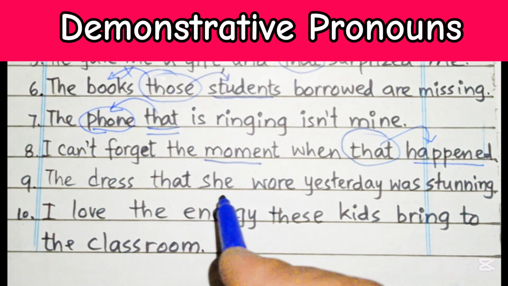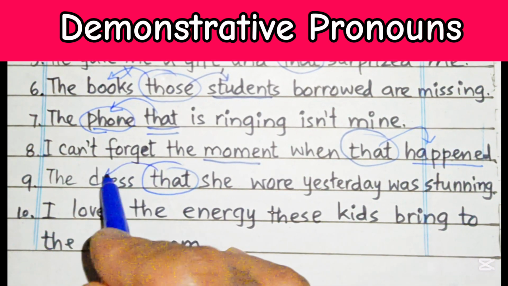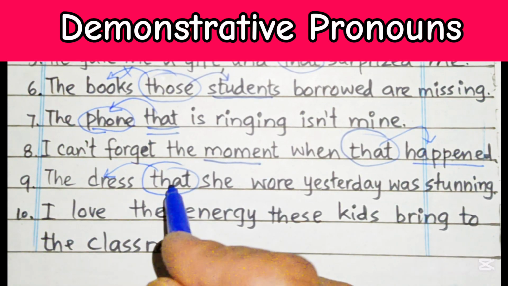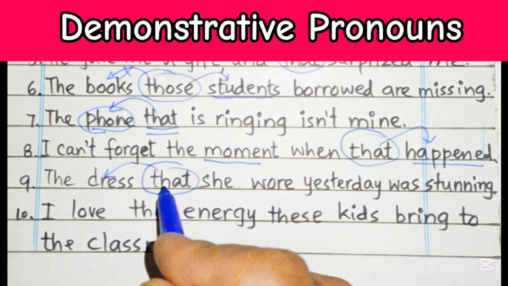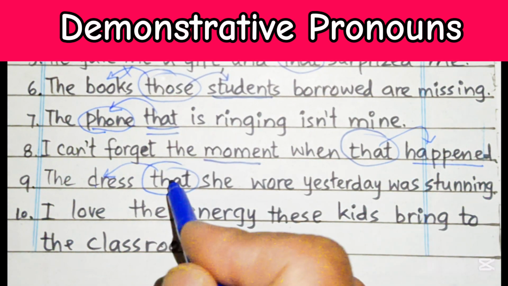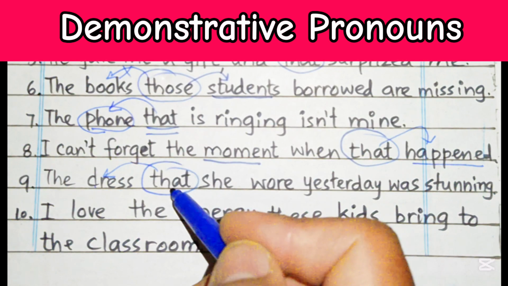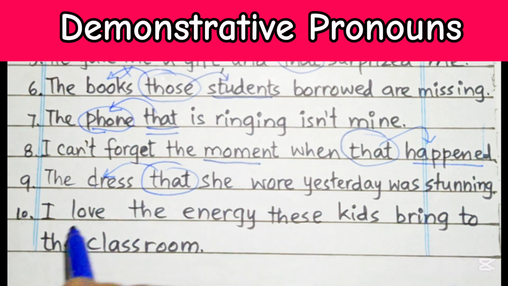The dress that she wore yesterday was stunning. Which dress? So again it is pointing towards the dress that she wore. That dress that she wore yesterday was stunning. So again pointing towards the dress, something that happened in the past and it is not in the present. So again it is far from you.